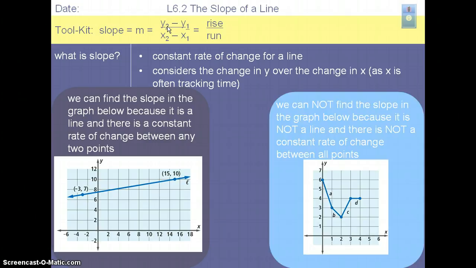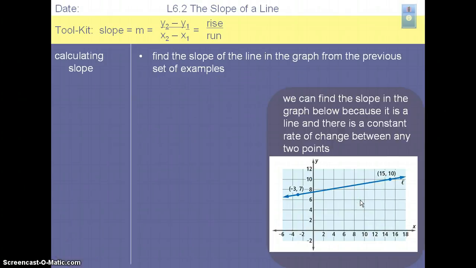In this example on the right here, we cannot find the slope in the graph because it is not a line. There's not a constant rate of change. We can see that it's a quick rate of change here. We would call that maybe a steeper line compared with the rate of change here, and we can actually see the lines are going down, and then we can see an up, and then we can see a flat. So we can see that there is no constant rate of change, so we wouldn't say that there's a slope to this graph. We could isolate different parts and find different slopes.